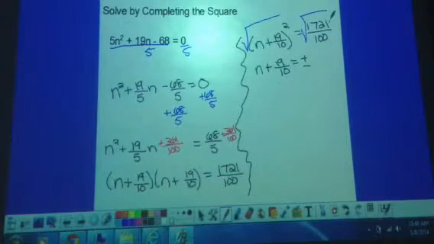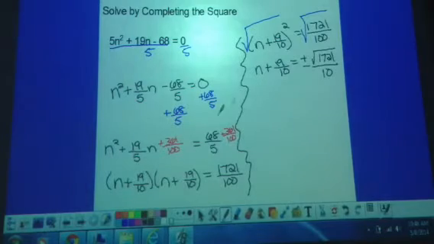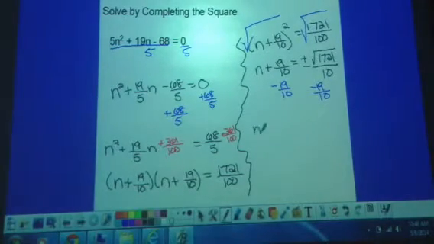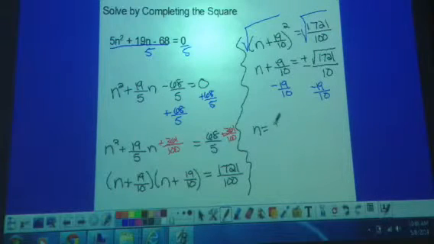And when you take the square root of a fraction, you do the square root of the numerator and the square root of the denominator. So that's the square root of 1721 over, well, the square root of 100 is just 10, so that worked out really nice. And now, the only thing left to do is subtract 19 tenths from both sides. My final answer is going to be negative 19 tenths plus or minus the square root of 1721 over 10.